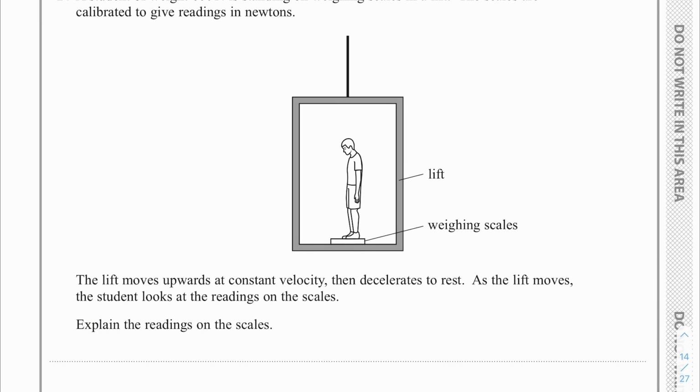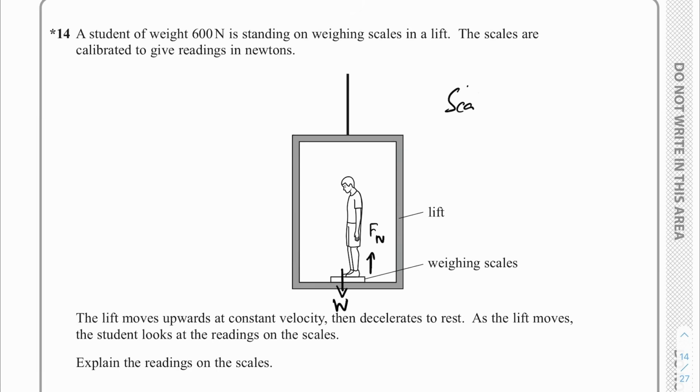So the first thing we need to understand is that the person exerts a downward force, which is its weight, and the scale exerts an upwards force called the normal force, right? And the scale actually reads the normal force, and this is based on what? This is based on how the elevator is moving, right?